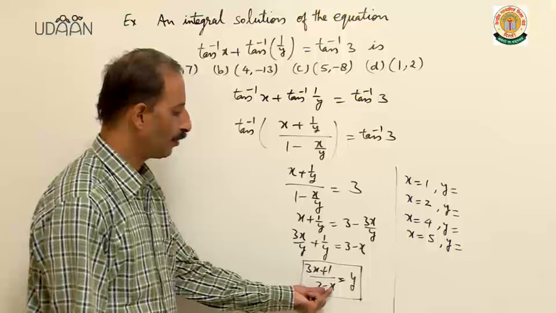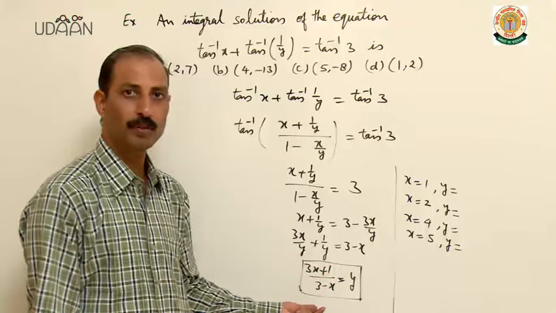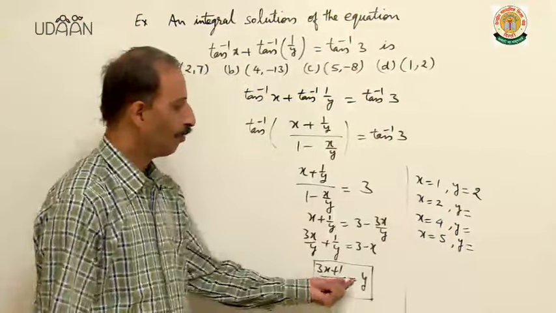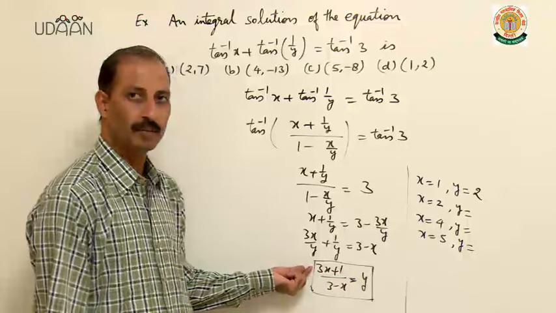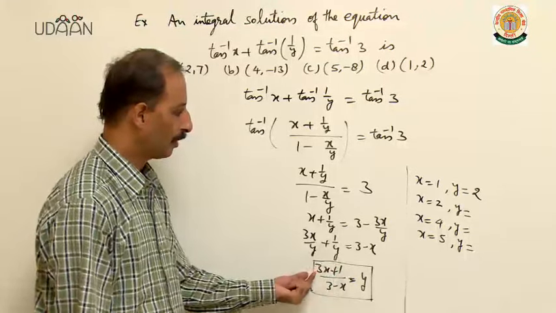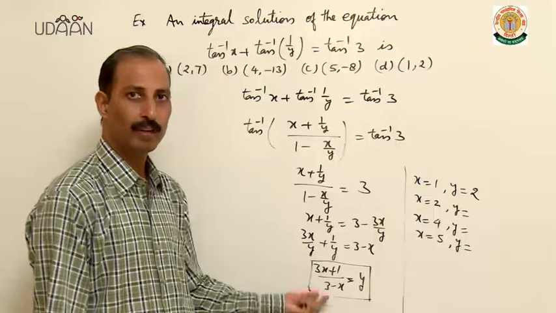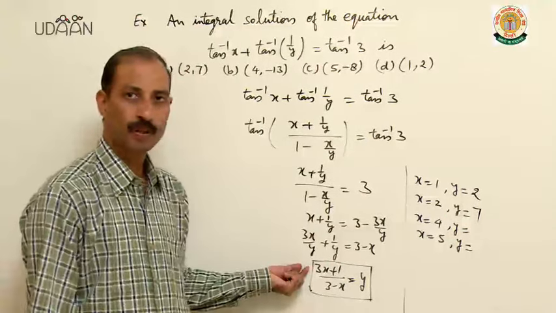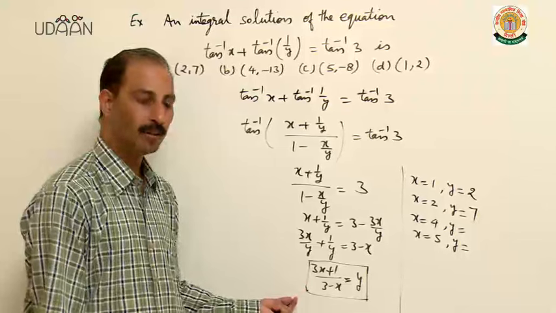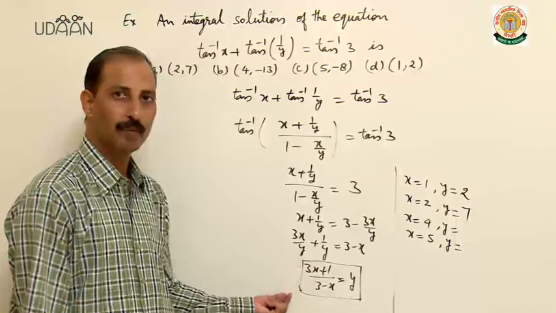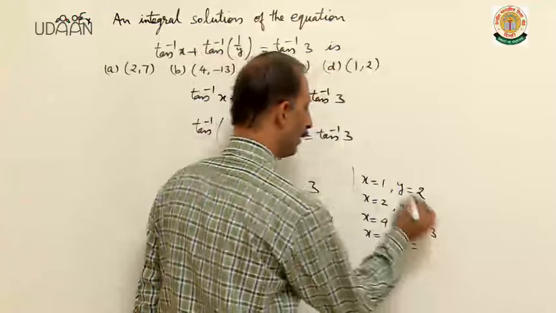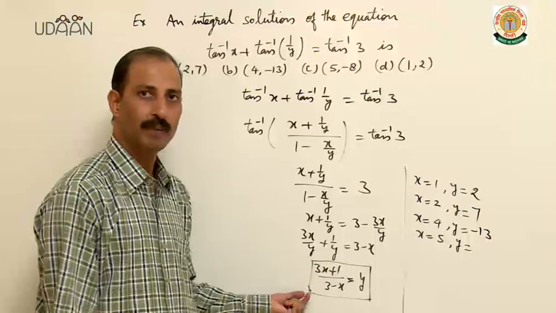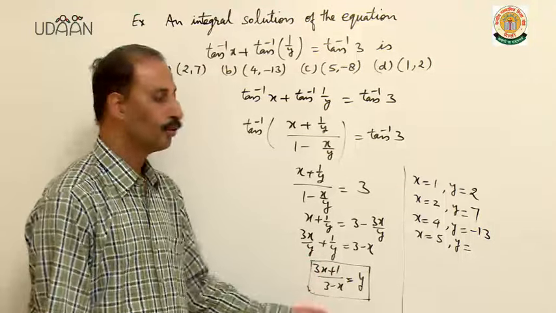Now if you put x as 1, numerator becomes 4, denominator becomes 2. 4 upon 2 is 2. So 1, 2. Now if you take x as 2, numerator is 6 plus 1, 7, and denominator is 1. 7 upon 1 is also 7. If you take x is 4, 12 plus 1, 13 upon 3 minus 4, minus 1. It becomes 13 upon minus 1, that is also an integer, minus 13. If you take 5, 15 plus 1, 16, 3 minus 5 is minus 2, 16 upon minus 2, minus 8.